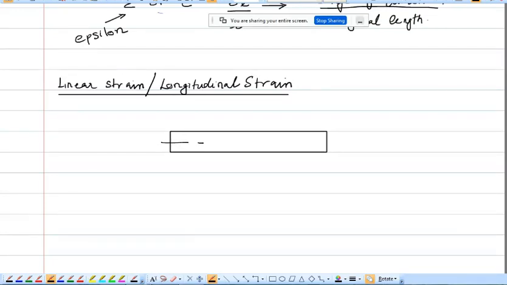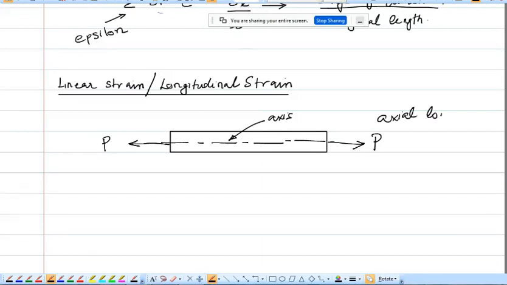See, this is your body, and this is the axis of the body. When a body is subjected to an axial load, either it may be a tensile or a compression force. I am considering a tensile force. This force P is your axial load. This acts along the axis of the body. So there is a change in the length of the body, an axial deformation. From this position, it changes to this final position.